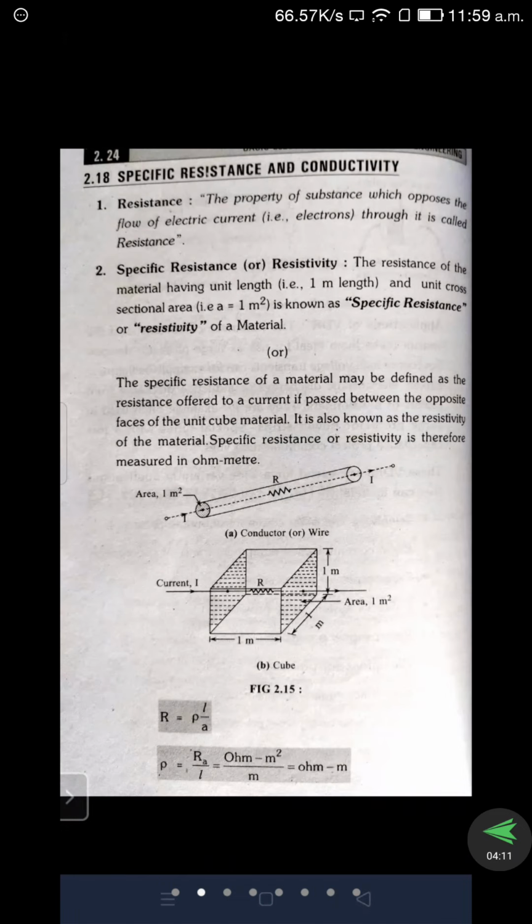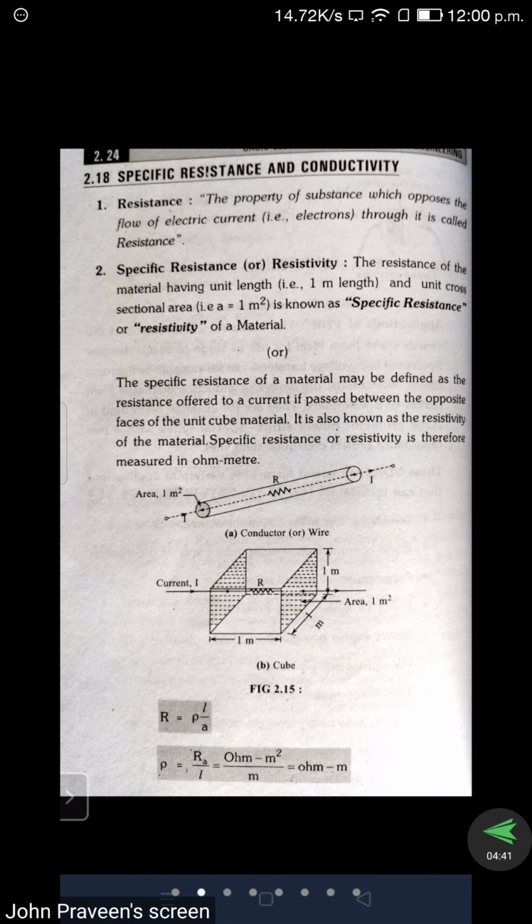So we can see here a diagram. We are taking a cubic structure, which we call a resistance. It has length 1 meter, width 1 meter and height 1 meter. In these cases, how much resistance is offered by a material, that is called specific resistance or resistivity.